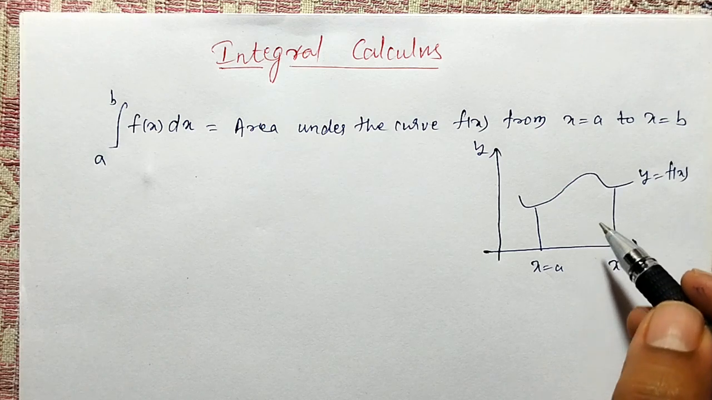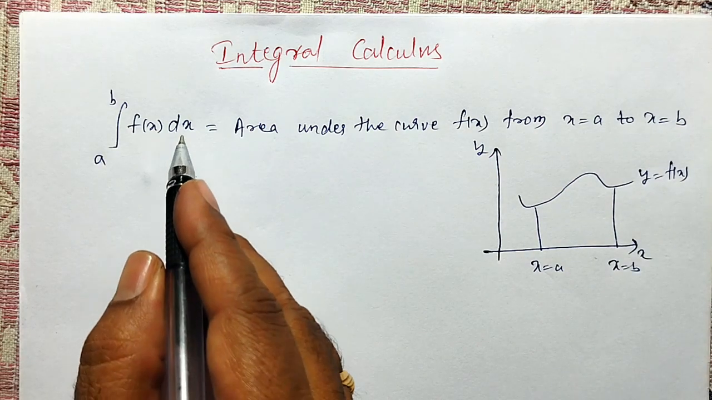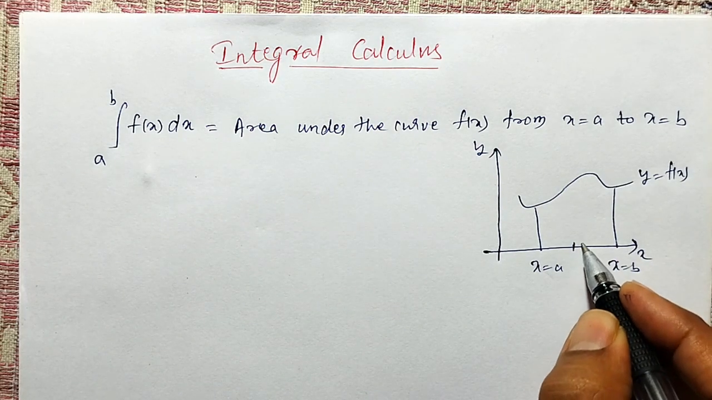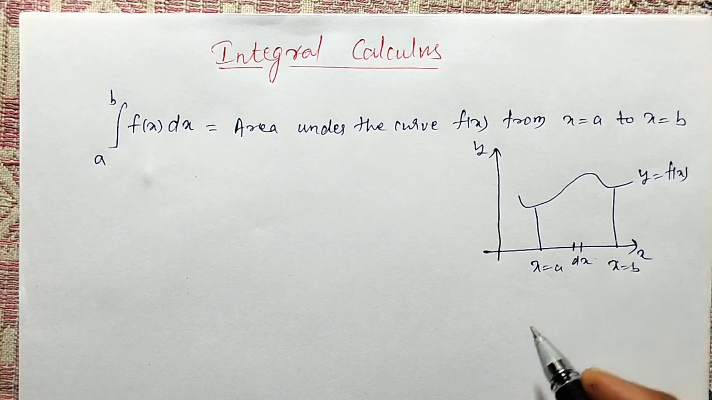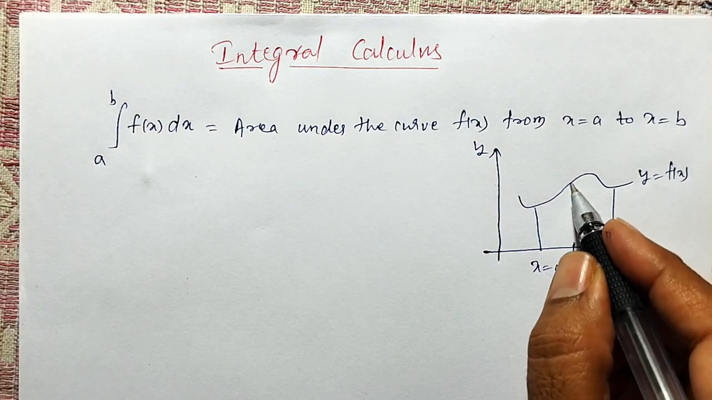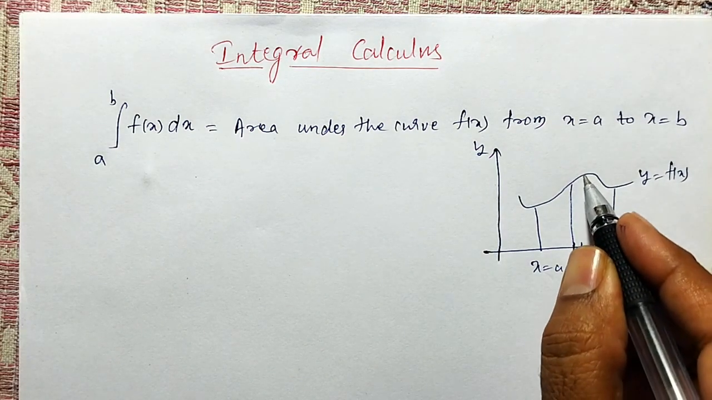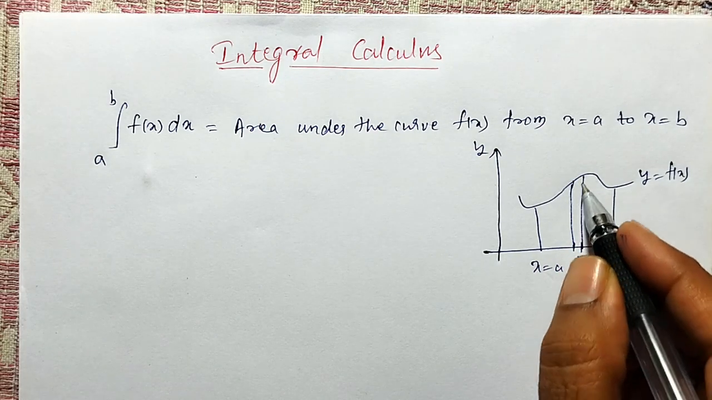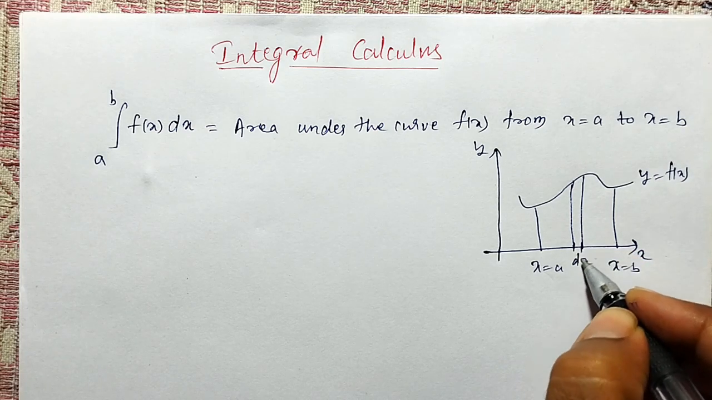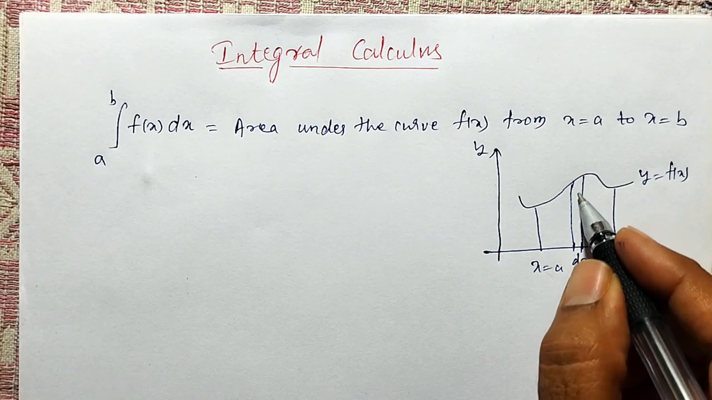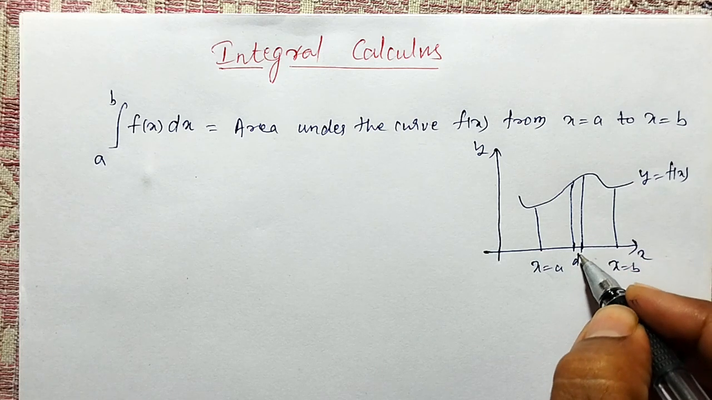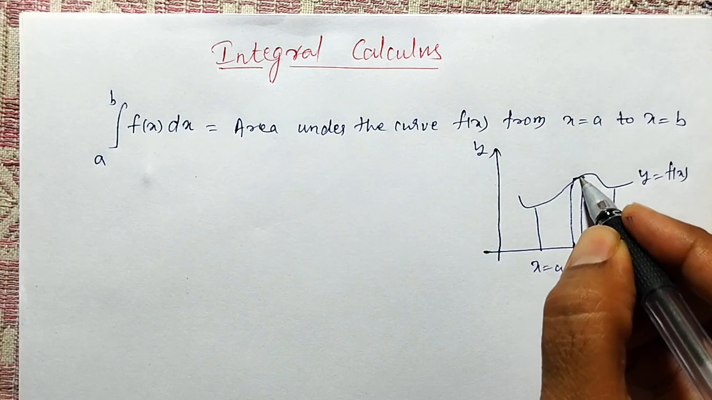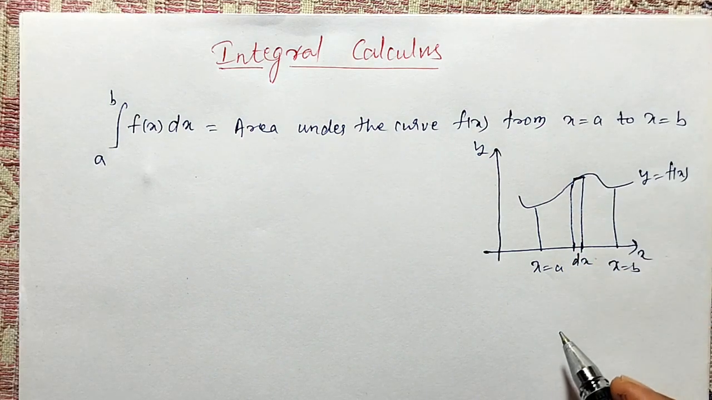Okay, let me explain it briefly. If we consider a small part dx here, for a very small part, if you raise this like this, then these heights will be representing the f of x values for this dx. For very small dx, this curve will be treated as a straight line.